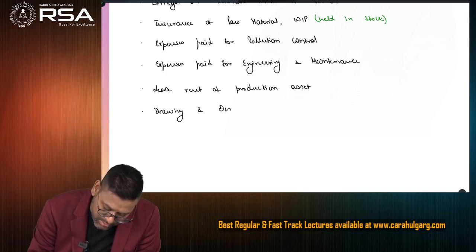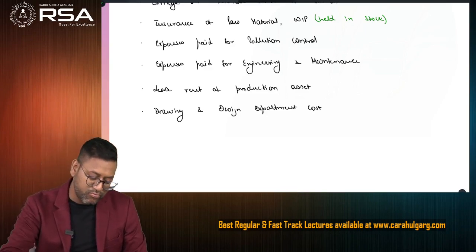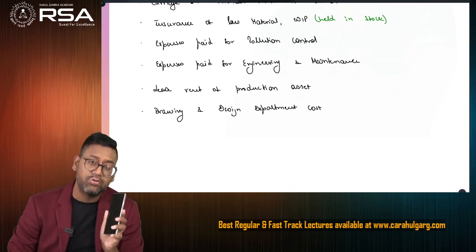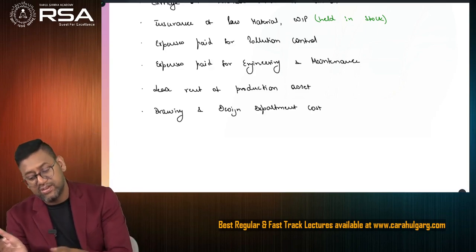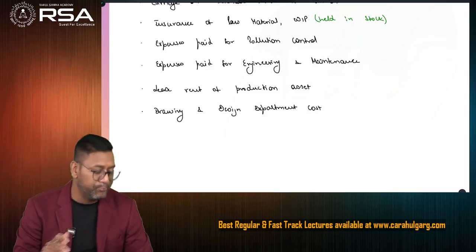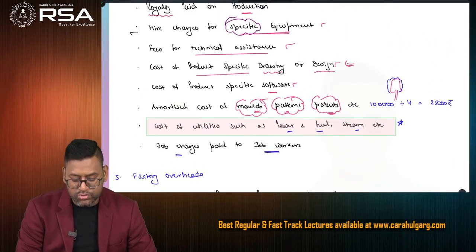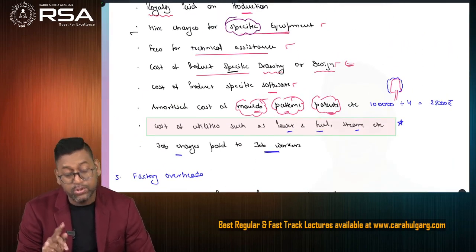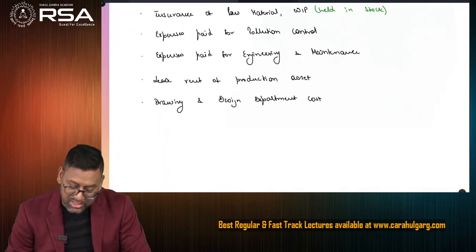Drawing and design department cost. There may be a separate department where we design our product. For example, if it is a phone of Samsung company, then there will be a particular department which will be designing this particular phone. So I have to pay the salaries of that particular department. So that will come here. Again, the design or drawing cost that was there earlier was product specific, belonging to a particular customer only. Over here, it is not the case. It is the drawing and design department in general.